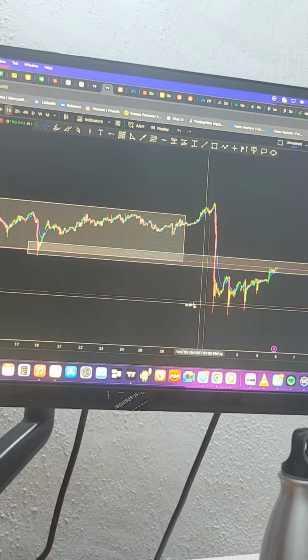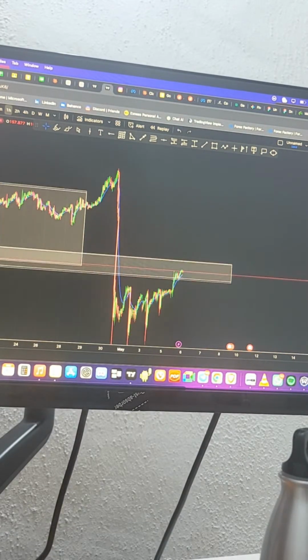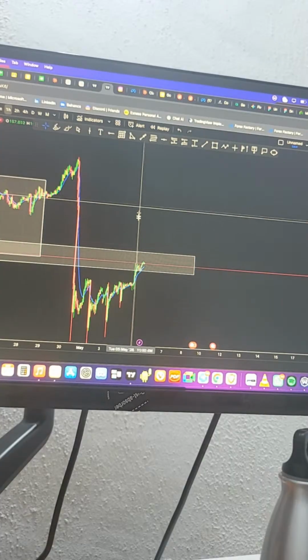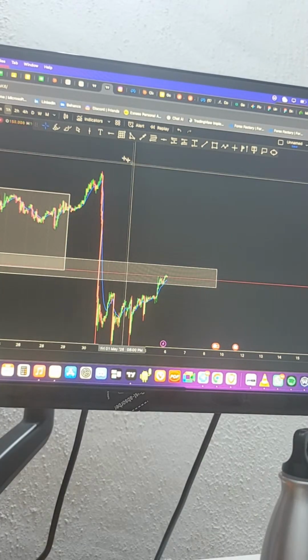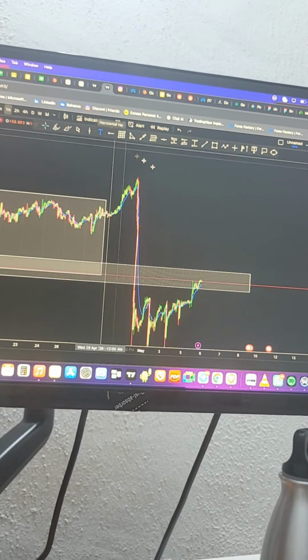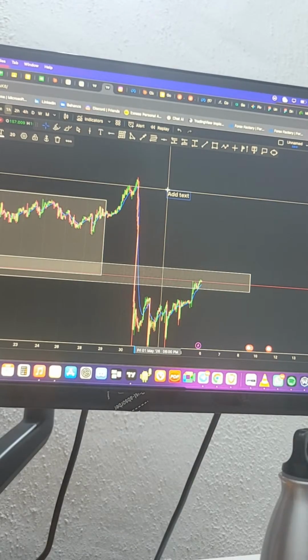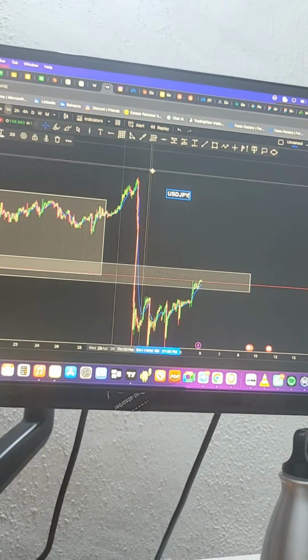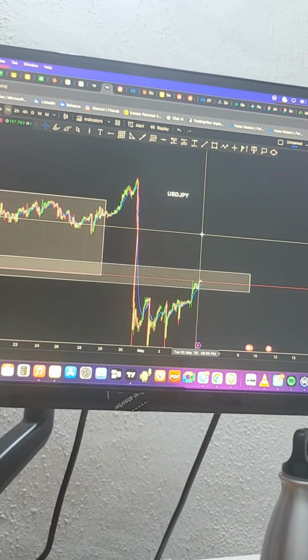On the hourly time frame, USD JPY is currently bullish, but on the daily time frame, we have a bearish structure on USD JPY. Let me tap it. This is USD JPY for those that are just joining the live. This is an hourly time frame on USD JPY.